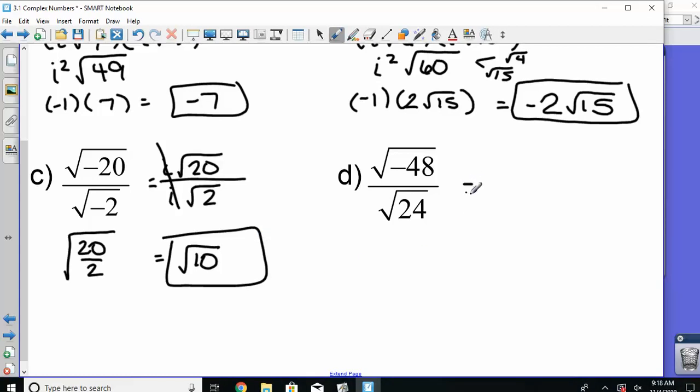One more. Since both of these are under a radical, how could I write this? Under 1. What is negative 48 divided by 24? Okay, square root of negative 2, how can you simplify that? Perfect.